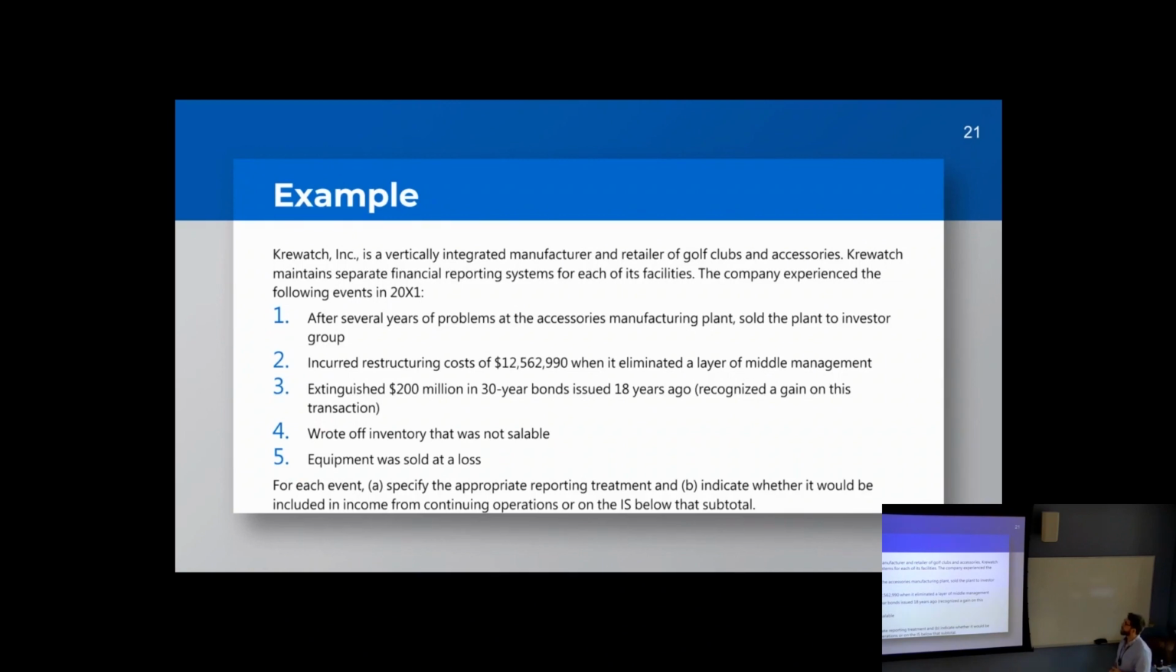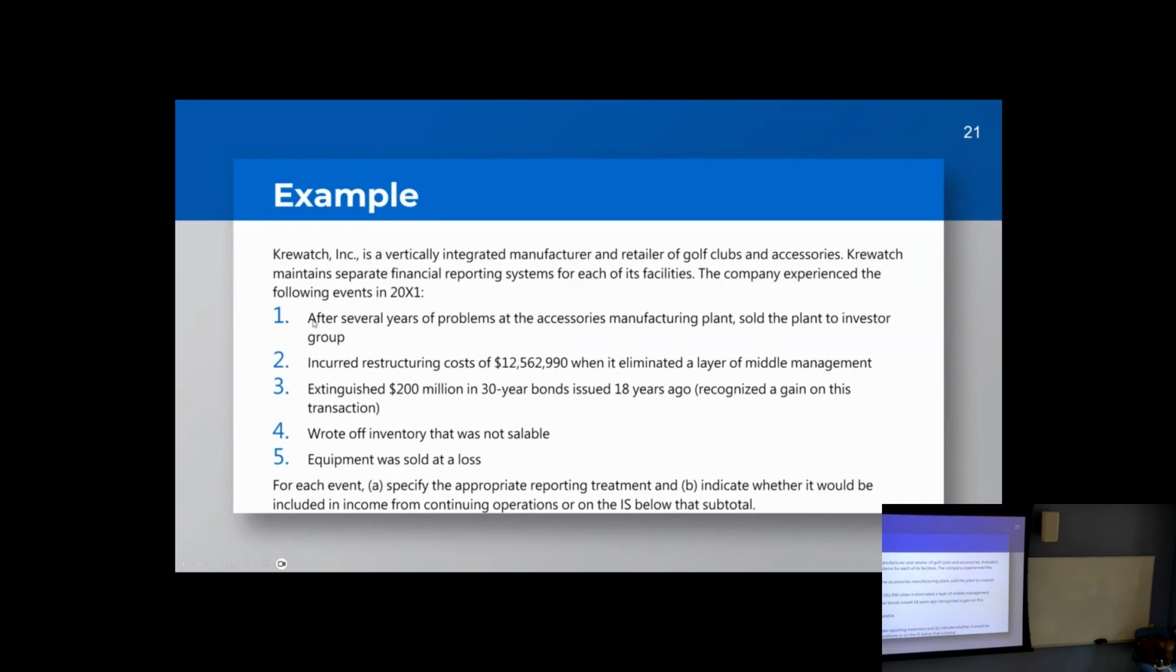This one gets a little bit more complicated. So let's say that we're looking at a manufacturer, right? And we've got to put together some information on the financial statement. We've had issues at the manufacturing plant, so we're selling that plant. Right? So in other words, discontinuing an operation. We have restructuring costs. We've paid off debt, wrote off inventory, and some equipment was sold at a loss. So let's go through these examples and talk about where on the income statement this would show up.